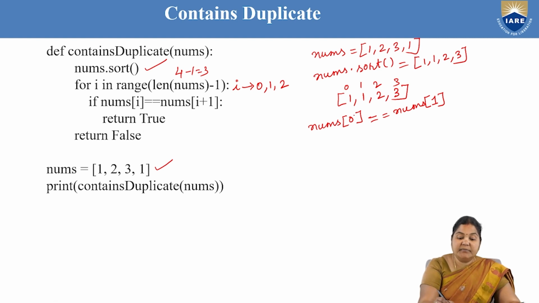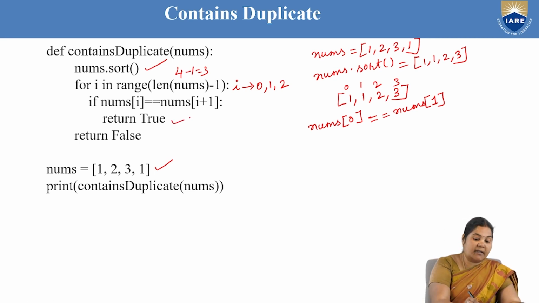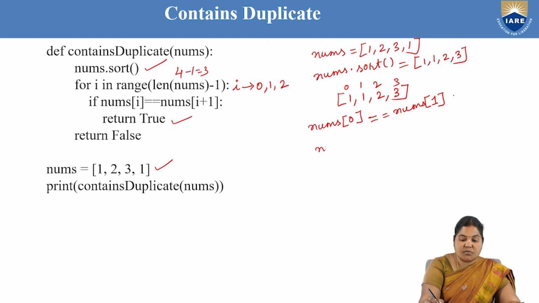means the element which is there at 0th index, if it is same as the element which is there at the first index, then that means the duplicate elements are there. So we are returning true. Okay. If it is not there, second time i is equal to 1. So here nums of 0 and nums of 1 both contain the same element. So yes, true. So it will return true.